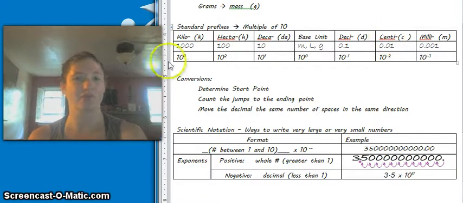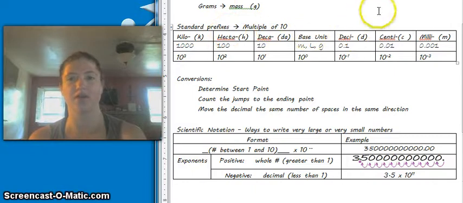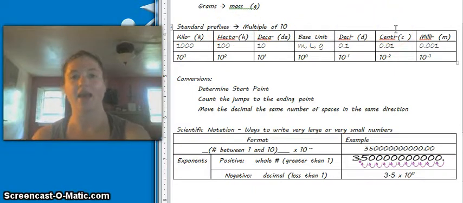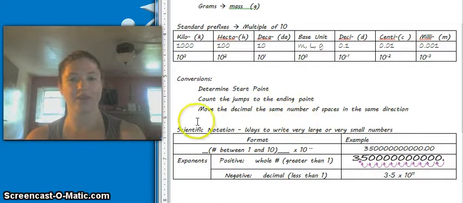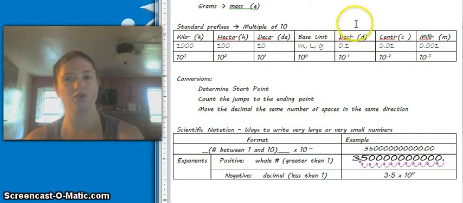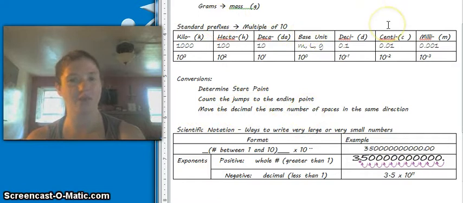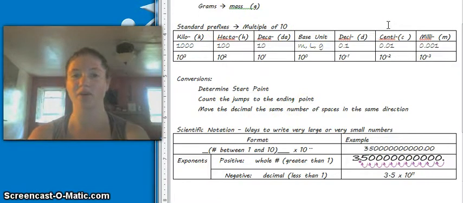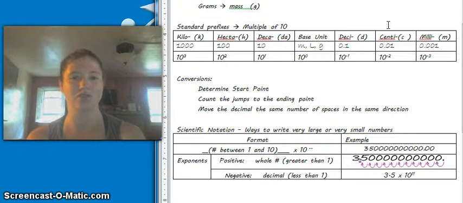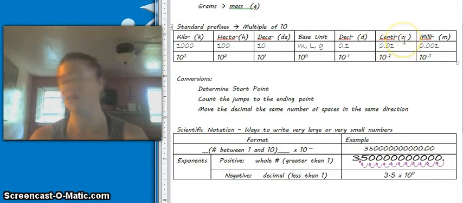We count the number of jumps. So if we go from hectometers, we go 1, 2, 3, 4 jumps. And with those 4 jumps, then what we'll do is we'll move the decimal point 1, 2, 3, 4 times, and since those jumps were going to the right, we'll move the decimal point 4 places to the right. And then we will have the value that gives us the number of centimeters.